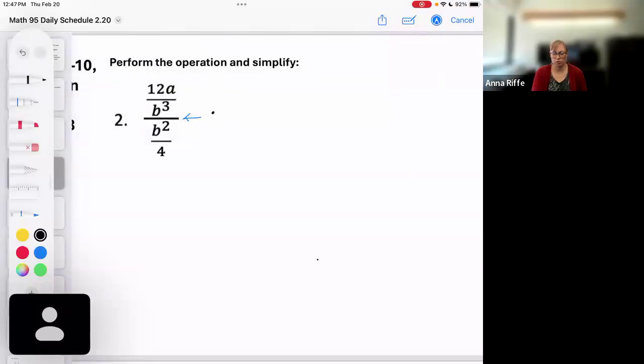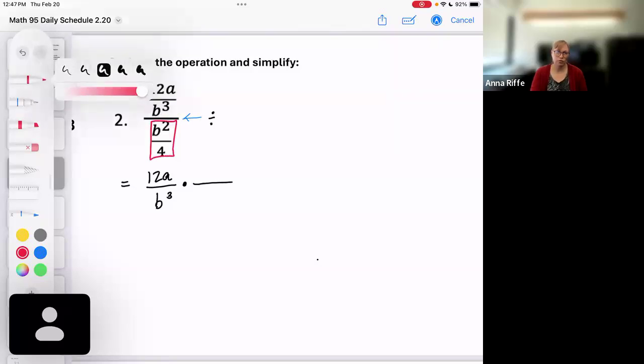That means division. So I am going to write the top fraction as is, keep the top fraction. And then I'm going to change that division to multiplication. So instead of a fraction line, I'm going to multiply that top fraction by the reciprocal of this bottom fraction. So I'm going to flip the bottom fraction. So it becomes 4 over b squared instead of b squared over 4.